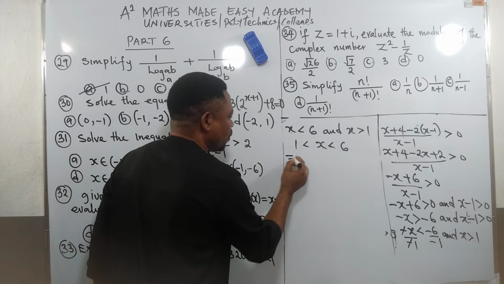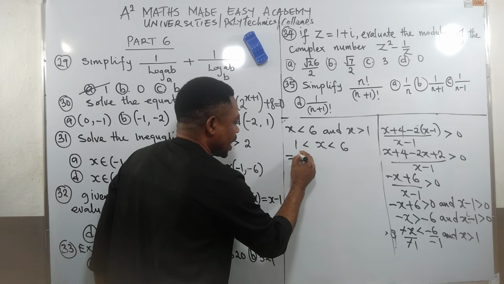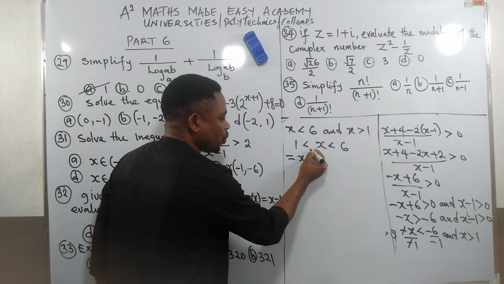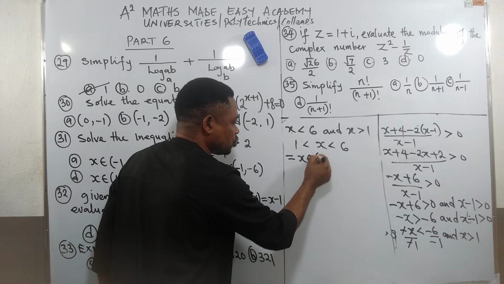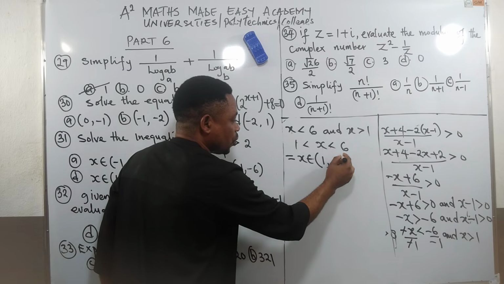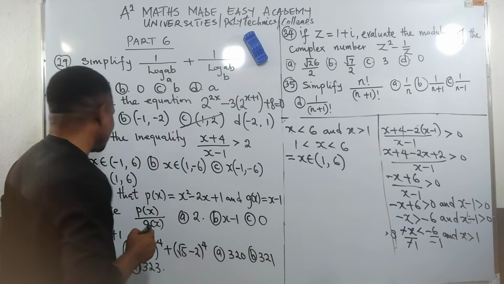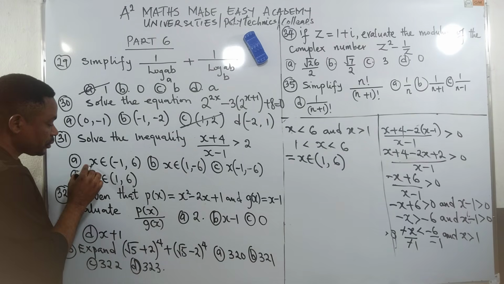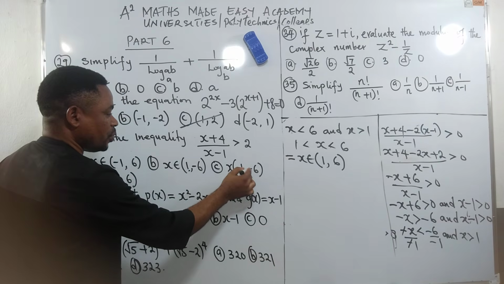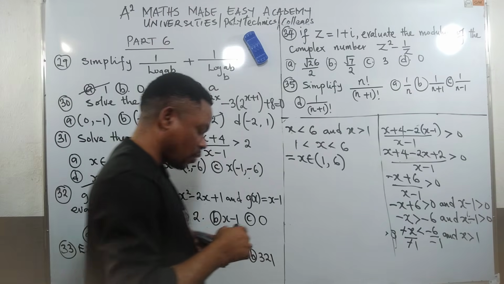But using interval notation, you can remember I said x is a member. Are you with me? Now since there is no equal to, use open bracket, then 1 comma. Here also is 6. There is no equal to, use bracket. And this is the final answer. Do you have something like that in the options? Let's go. It cannot be option A. No, it cannot be option B. It cannot be option C. Oh wow, it is option D. And that is the final answer.